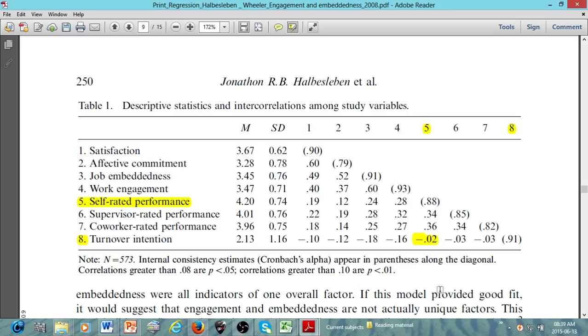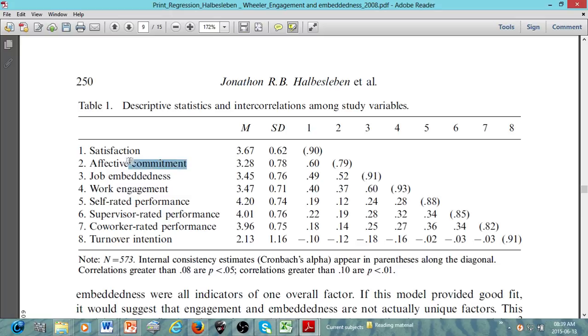So what does that tell us about the relationship between self-rated performance and turnover intention? It's a negative linear relationship. Is it a strong or weak negative linear relationship? Well, 0.2, that's not a very strong linear relationship between turnover intention and self-rated performance. So should we look at one more example?